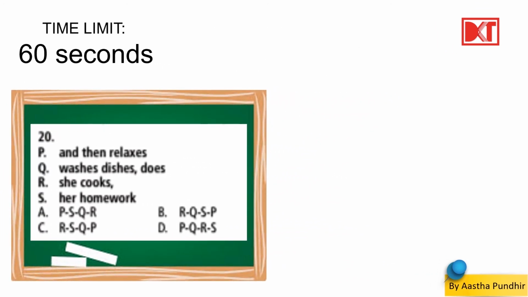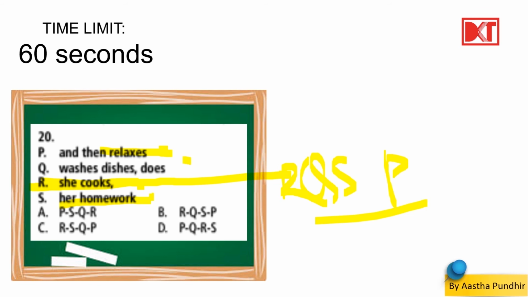Okay, here we have, and then relaxes, washes dishes, does she cooks her homework. Okay, so we start off with R. She cooks, washes dishes, does her homework, and then relaxes. RQSB. Correct answer is B.